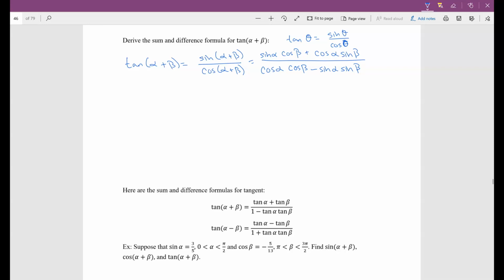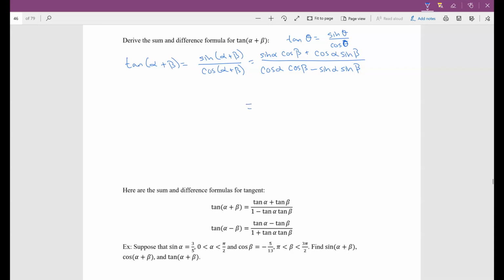Now, what I'm going to do is something really subtle, and it probably won't make sense. You're probably wondering, how did you come up with that? But basically, what we really want to do is get rid of the cosines on the top. The way we get rid of the cosines on the top is by dividing by cosine beta and also dividing by cosine alpha.